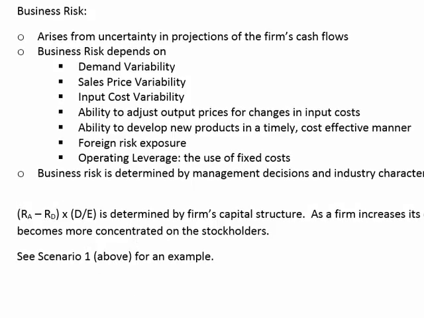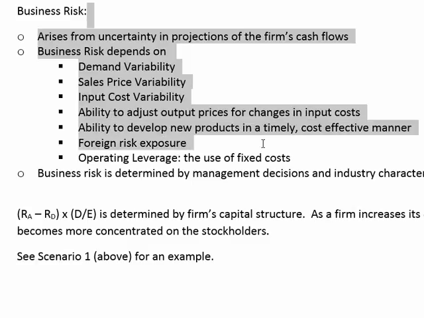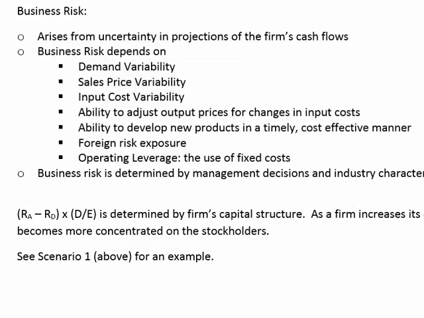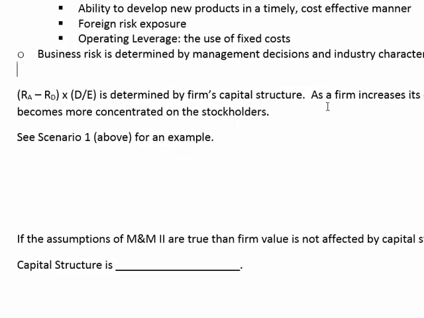The cost of equity here is determined by the firm's capital structure. So the second part of this, we have the R sub A, so that's just the riskiness of the firm's operations and their assets. Then we have the effect of the capital structure over here. As a firm increases its debt, the business risk becomes more concentrated on the stockholders. And that's what I showed you in the example above. When we added debt to a firm, it got more risky for the stockholders, but also with a greater reward.